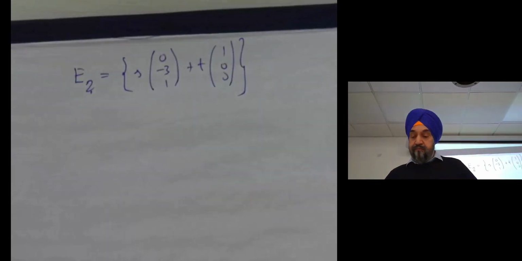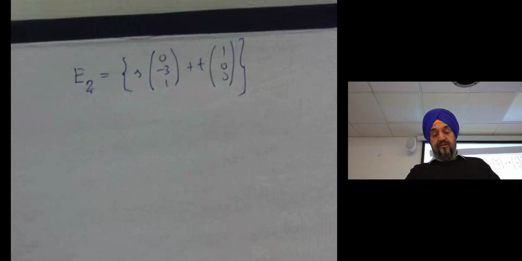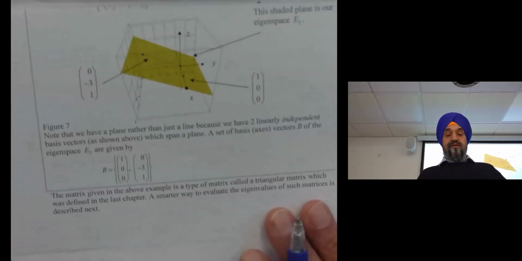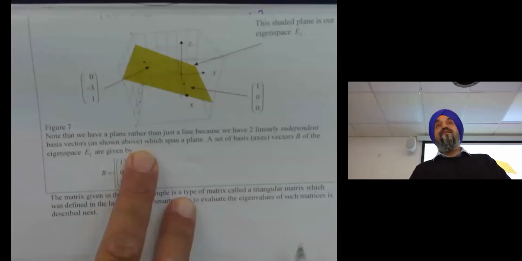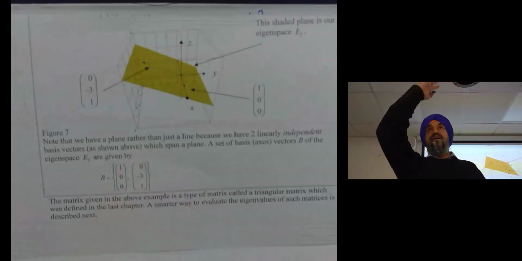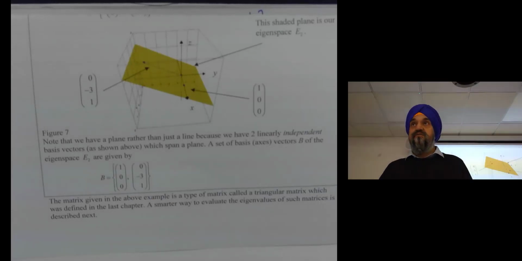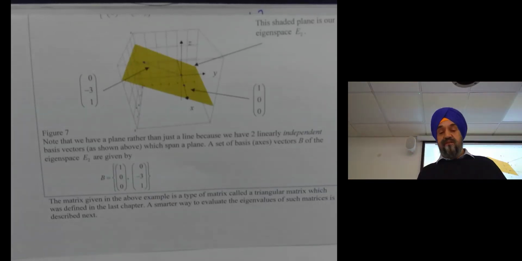And if you plot them in R3, I've done this in Autograph or whatever it's called, this is what you get. You get a plane. This time you don't get a line, you get a plane. Everything on that plane is an eigenvector, apart from the 0 vector.